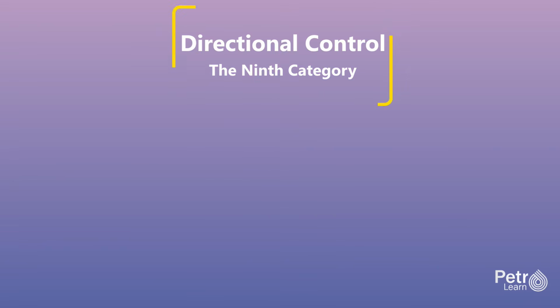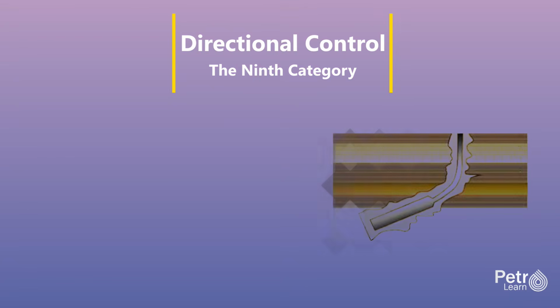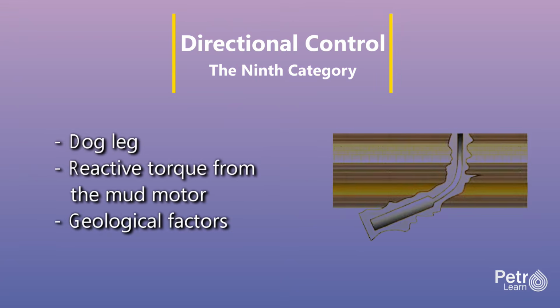The ninth problem area is directional control issues in deviated and horizontal wells. All wells have some deviation from vertical even when drilled with the intention of going straight down. Intentionally deviated wells require continuous monitoring and steering to follow the planned trajectory. Build rate, which is the rate at which inclination increases, and turn rate, which is the rate at which azimuth changes, must be controlled within narrow limits.